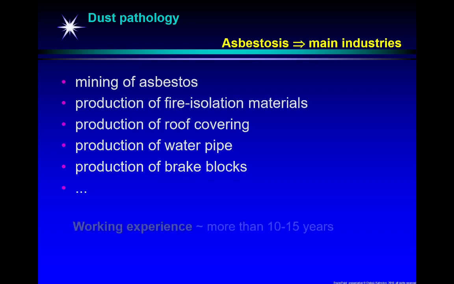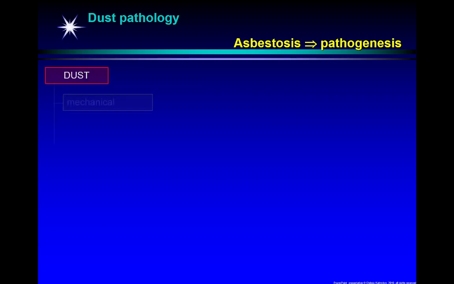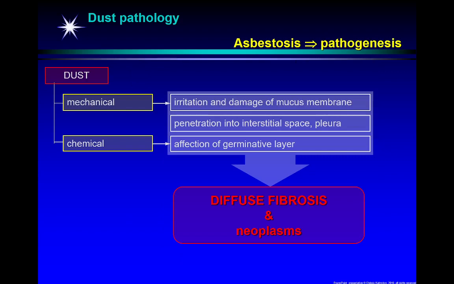And the main places where there is a relatively high risk of development of asbestosis are mining, production of fire isolating materials, roof covering, water pipes, brick blocks, any products which contain asbestos. The working experience varies from 10 to 15 years, so asbestosis usually develops not so rapidly, after not so short exposure time as silicosis, we discussed with you previously. In the pathogenesis of asbestosis, mainly mechanical and chemical components play a significant role, and the significant aspect of influence of asbestos dust particles is a high risk of malignization, of development of tumor.